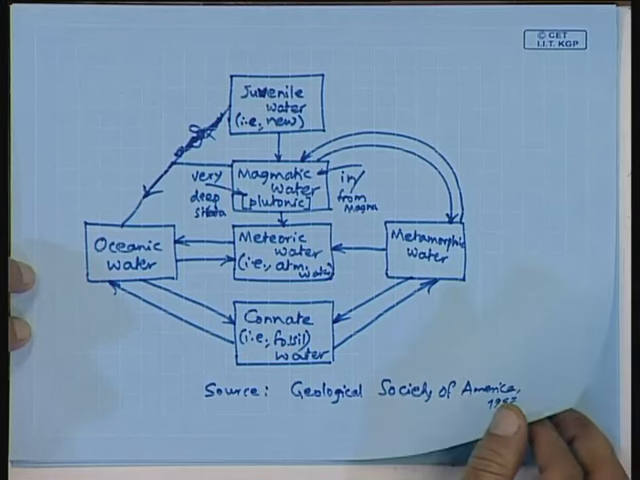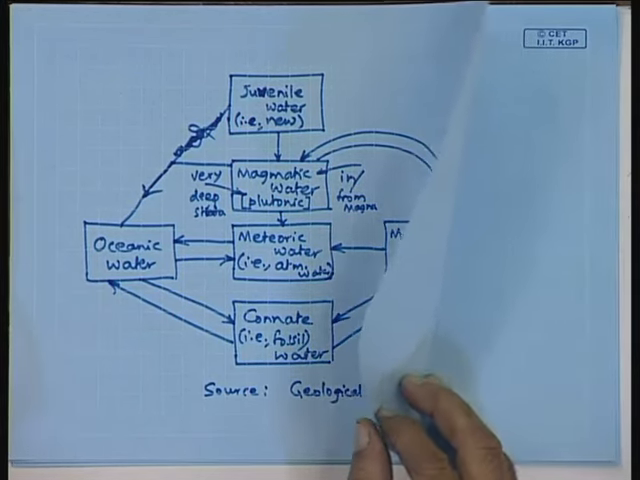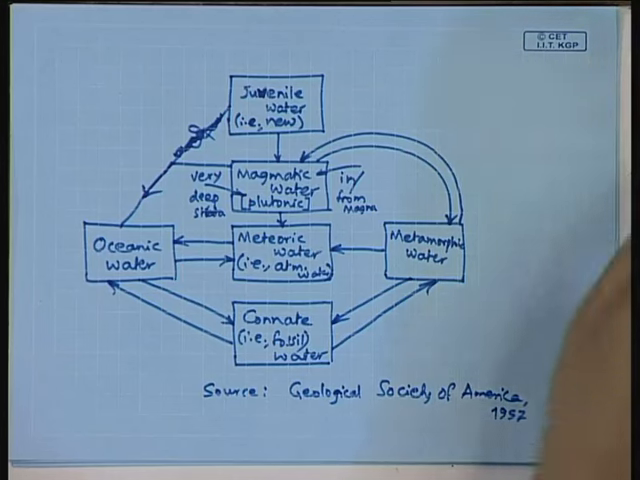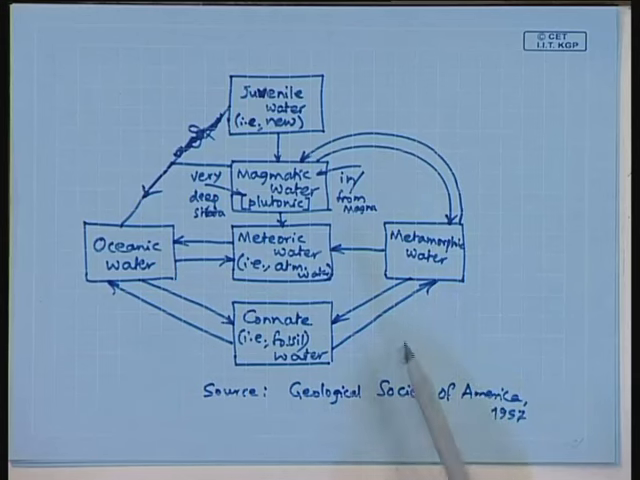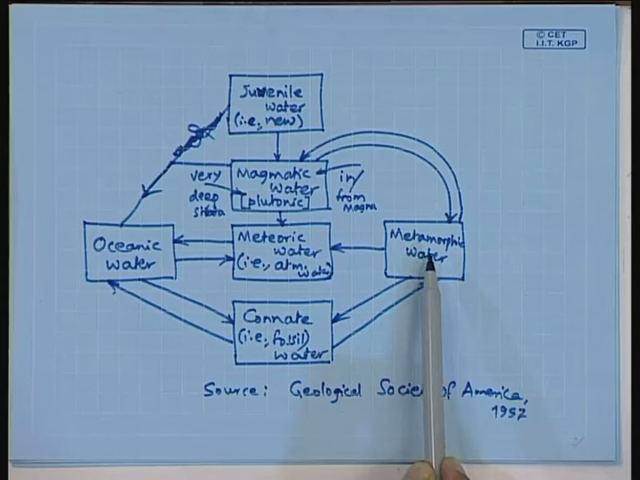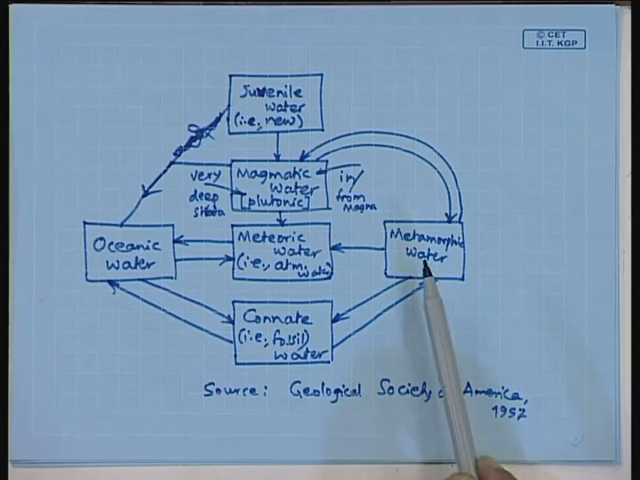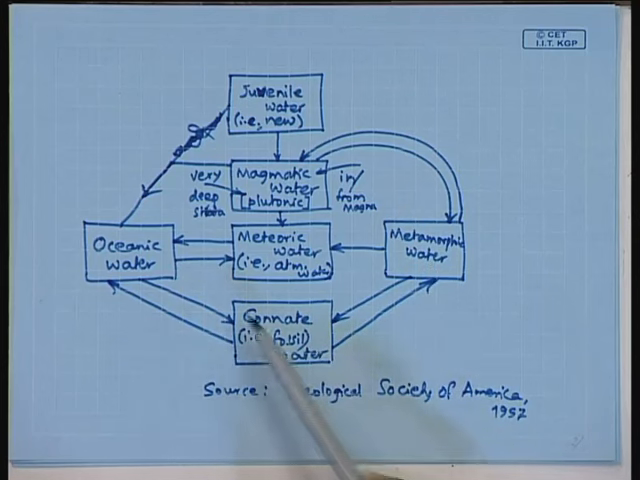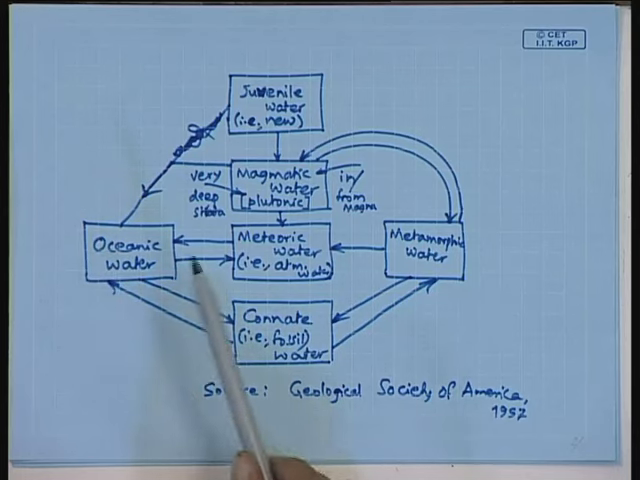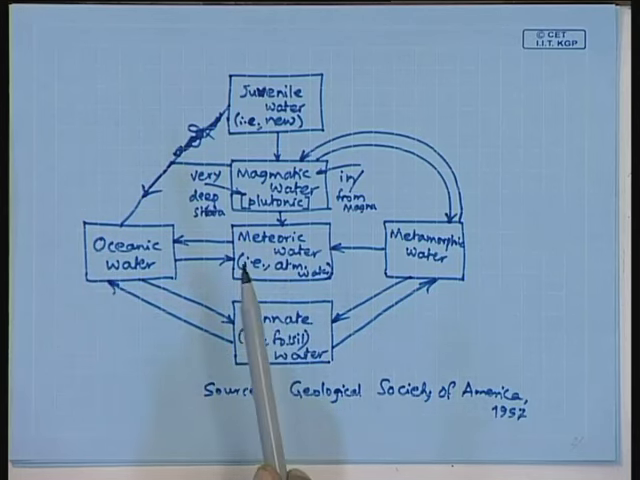Okay. So now, essentially, as I was mentioning, there are these six forms of water, and there is a two-way interaction between magmatic water and metamorphic water. There is also a two-way interaction between connate water and metamorphic water. There is another two-way interaction between connate water and oceanic water. There is one more two-way interaction between oceanic water and meteoric or atmospheric water.